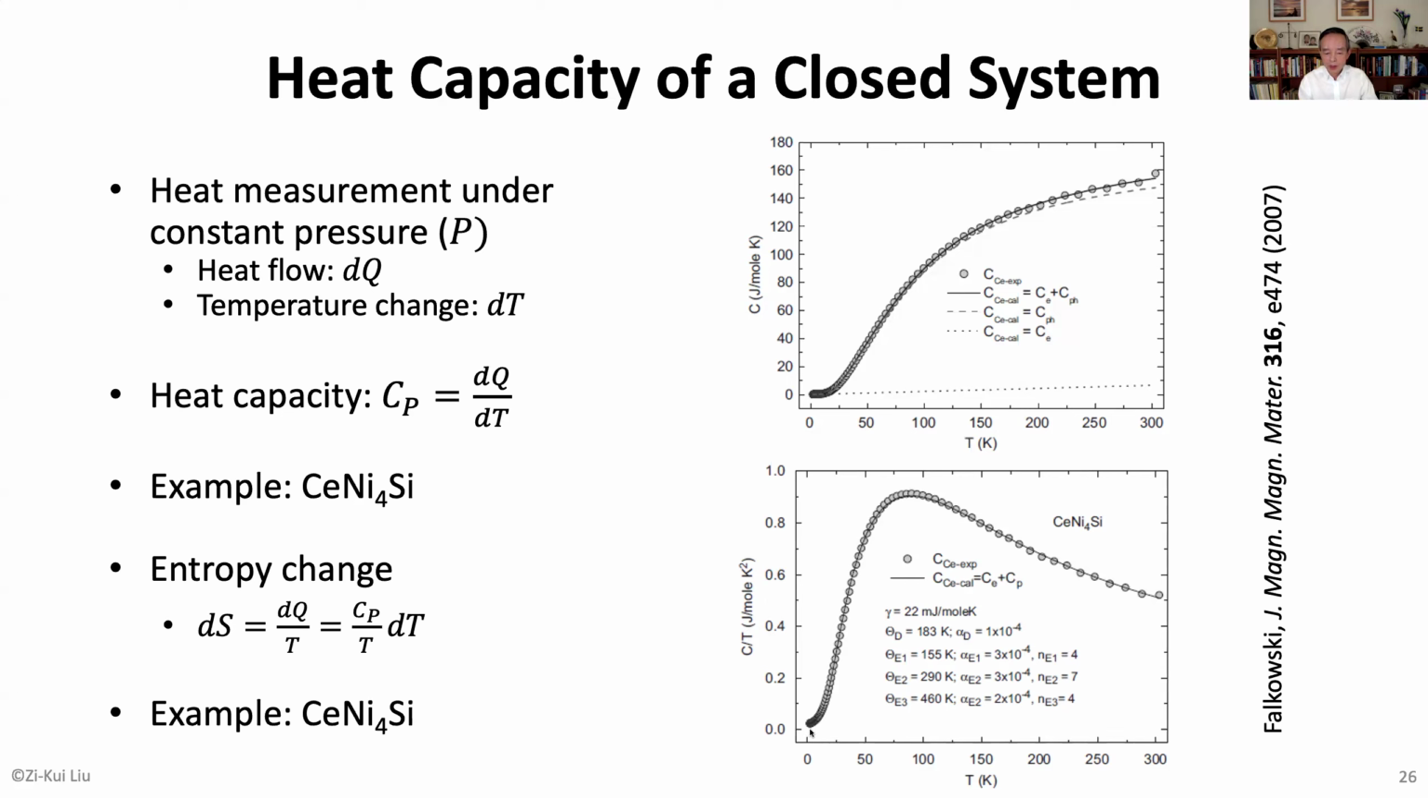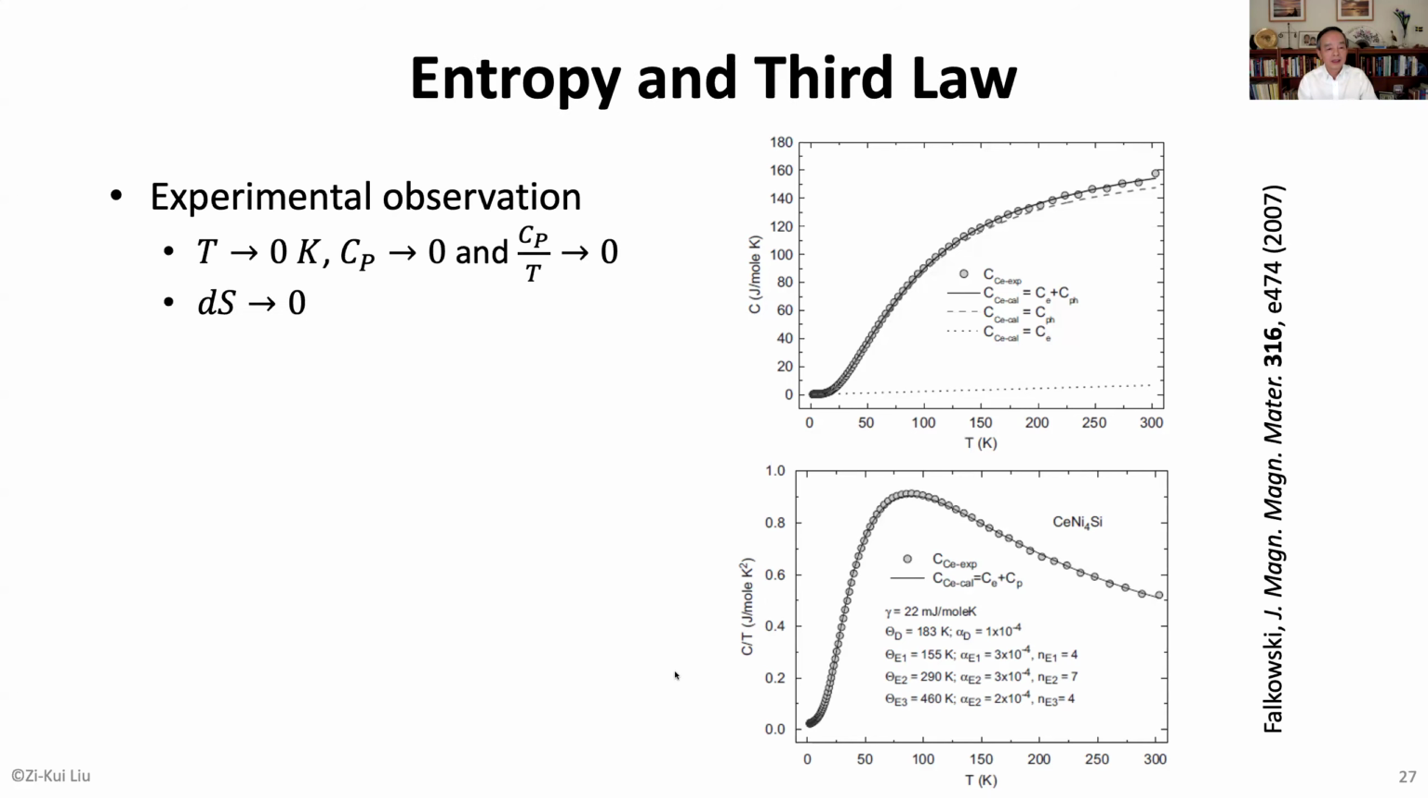As you can see, it almost goes to 0 at 0 Kelvin. Of course, we can never reach 0 Kelvin by experiments, but we can extrapolate to 0 Kelvin. By making many measurements, people found by experimental observations that when T is close to 0 Kelvin, the heat capacity goes close to 0, and the Cp over T also goes to 0. That means dS is equal to 0 close to 0 Kelvin.